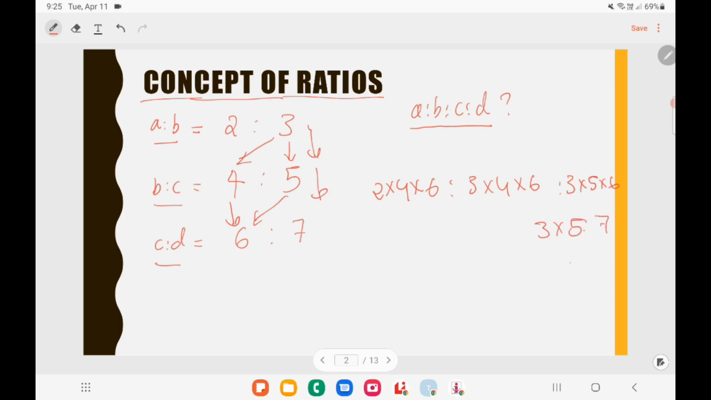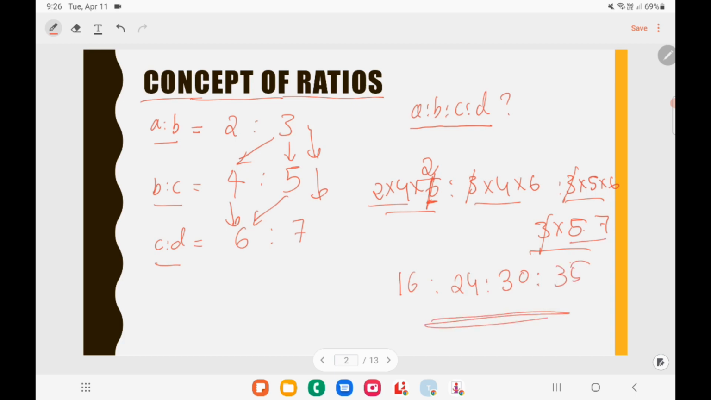Now after writing this one, try to get the common numbers here and you can cancel them out. Here actually in all these terms 3 is a common factor, right? So you can cancel 3 here, 3 here, 3 here, and 6 contains 3, since 6 is 2 into 3. If I cancel 3 here, it will become 2. Now you can write it like this: 2 into 4 into 2 is 16, 4 into 6 is 24, that is 16 is to 24, 5 into 6 is 30, and 5 into 7 is 35.